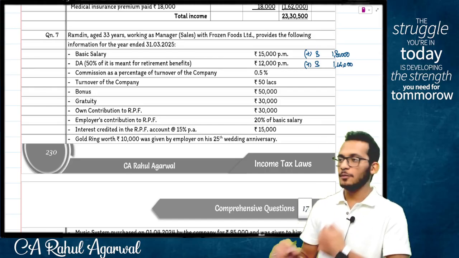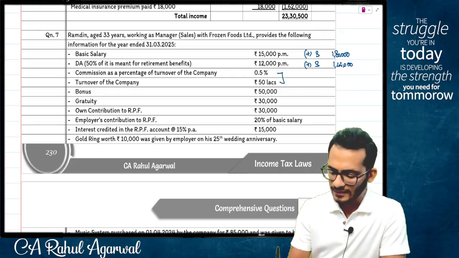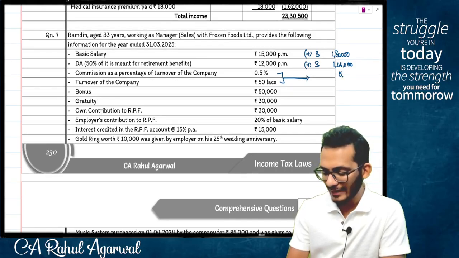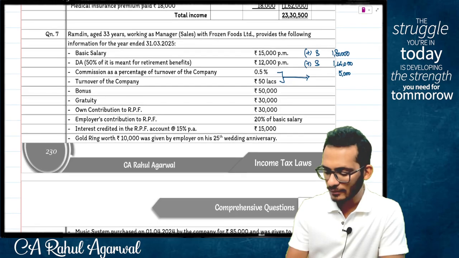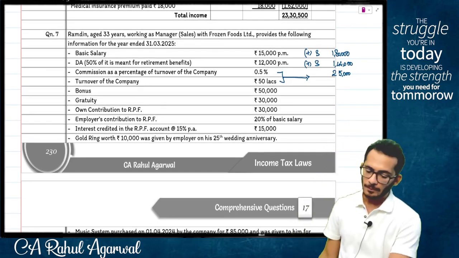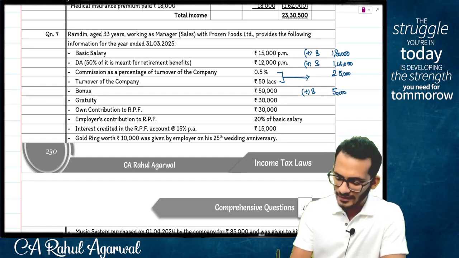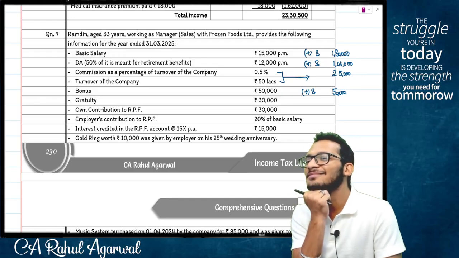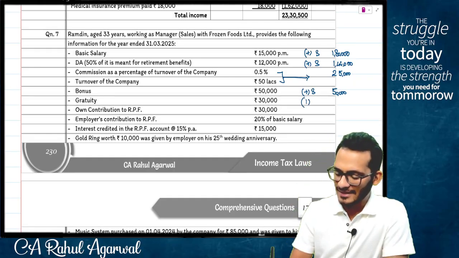Commission as a percentage of turnover is 0.5%. People, for this I need to know what is my turnover. So let's check. Turnover is 50 lakhs. Therefore, taxable amount is 0.5%, 25,000. Next, bonus is 50,000. Taxable under salaries. Gratuity is 30,000. Fully taxable, received during employment.